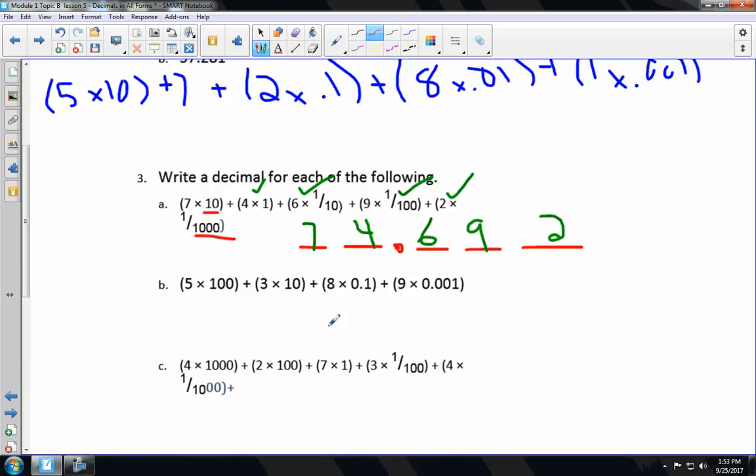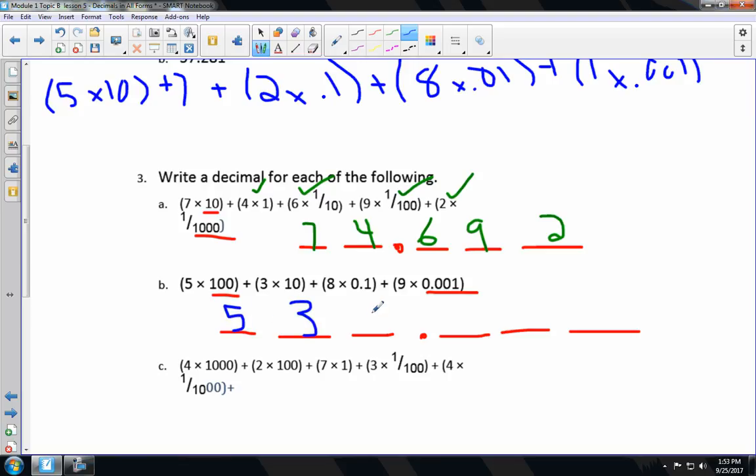So we'll try another one. We're going to go all the way out to the hundreds this time. And we still go out to the thousandths. And this one's a little tricky because there's some empty spots. So in the hundreds we have a 5. In the tens we have a 3.